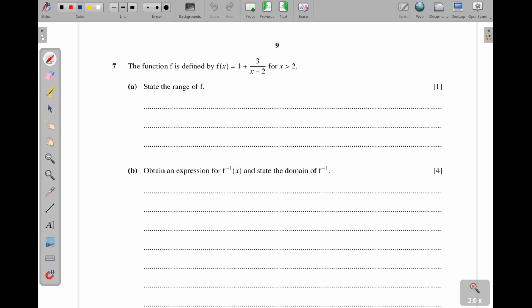Question 7 is coming from functions. The function f is defined by f of x equals 1 plus 3 over x minus 2, for x greater than 2. Then part A, state the range of f.